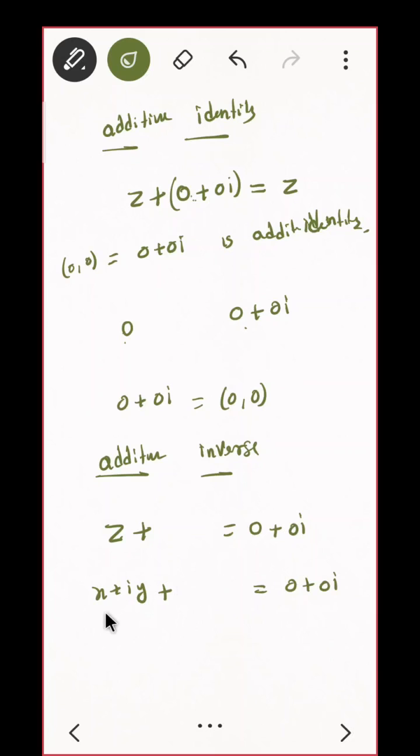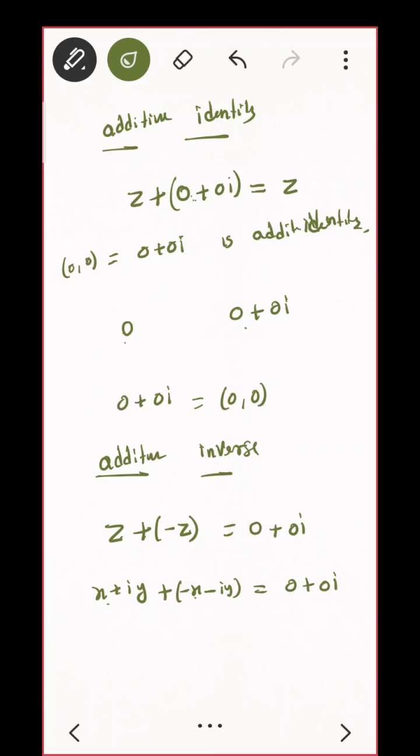So you need to kill both the things, that is you need to kill that x and you need to kill this y. So this x can be killed if you add minus x, so this is gone. And if you want to kill iy, then you need to put minus iy. So what is that complex number? If you take minus outside, this will be same as minus z, correct? So minus z is your additive inverse. So same thing as before, there is nothing different here, correct? So this is your additive inverse.